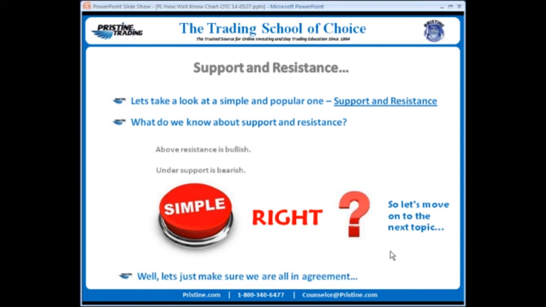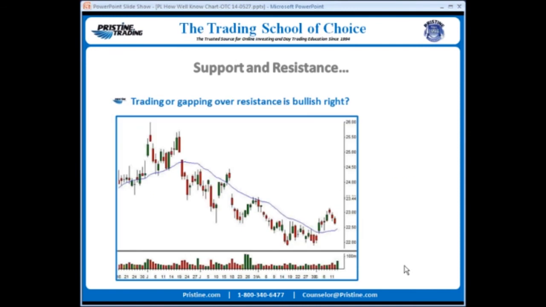So let's just move on to the next topic because that was so simple, right? Well, before we move on, let's just take a look at a couple slides to make sure we're all in total agreement about how simple support and resistance is, okay? Here's a chart, and I want you to look way over on the right side of the chart here. I think you can see my arrow okay. Look at the last week or so of trading, this is a daily chart. Where would you say resistance is? If we start on the right side of the chart, where is our first area we need to deal with? Okay, 23.